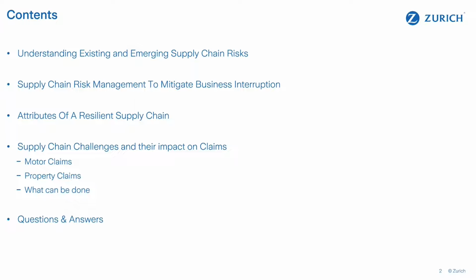So the contents for today's webinar will be in two parts. I'll be taking the first part, where I'll be talking to the audience about understanding existing and emerging supply chain risks. I'll also talk about how we can use supply chain risk management to mitigate business interruption going forward. And then we'll also look at some of the attributes to look out for in a resilient supply chain.